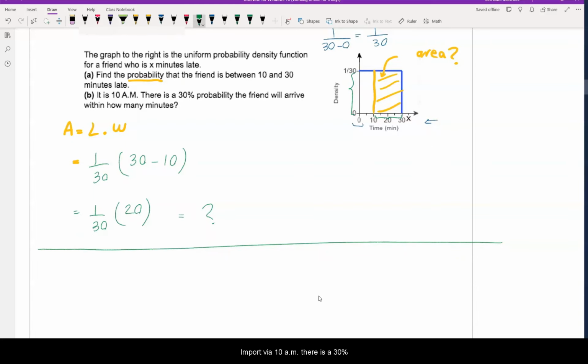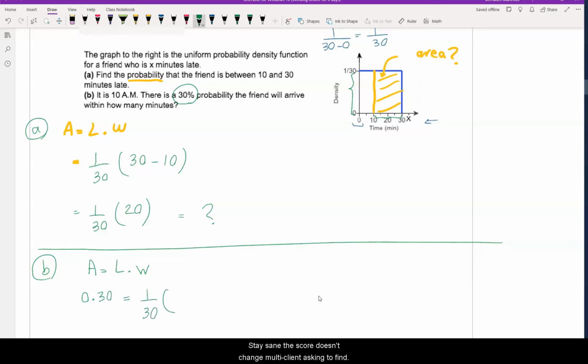And then part B: it is 10 a.m. There is a 30% probability the friend will arrive within how many minutes? So here again, it's exactly the same as part A, but in this part what is given is the 30% probability, meaning our area is given. So it's 0.3, that is equal to the height, which stays the same and doesn't change, multiplied by the number of minutes, so we have to find X.